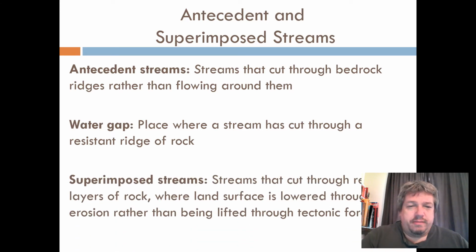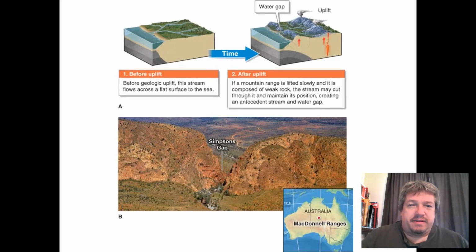Superimposed streams, don't worry about that term for now. This is what happens. Here you have this ridge, right here, the McDonald Ridge, and you look at this gap right here where this river flows through it.